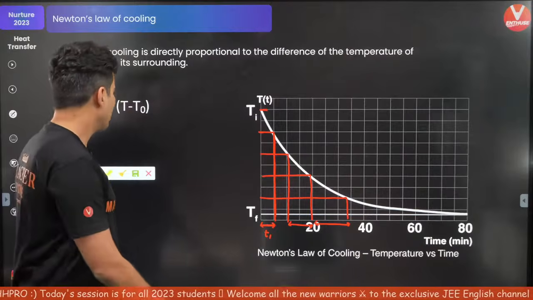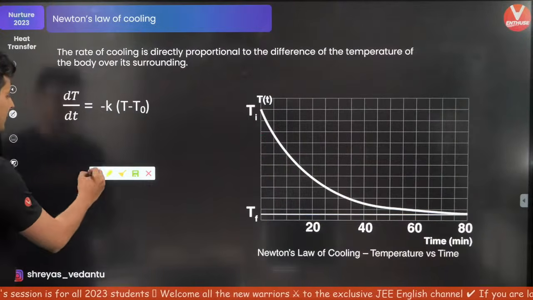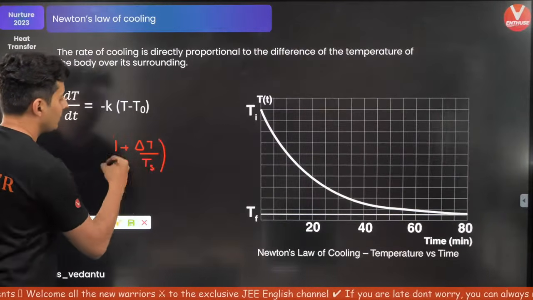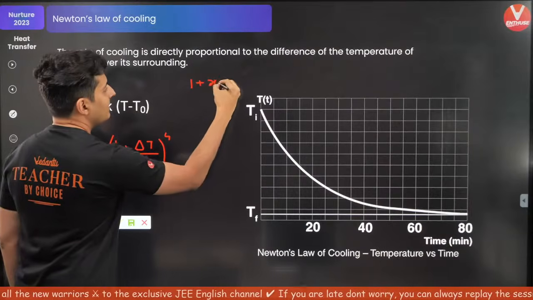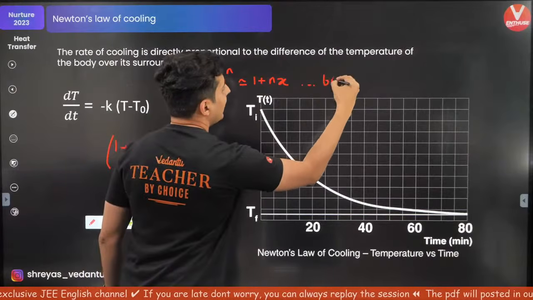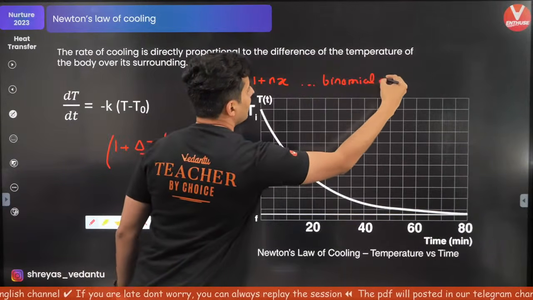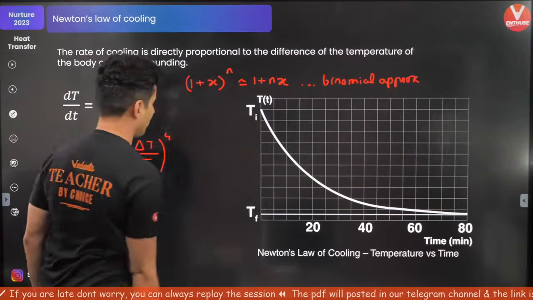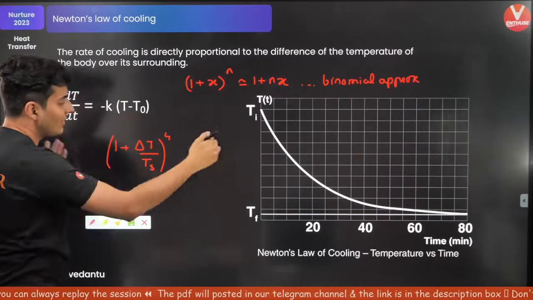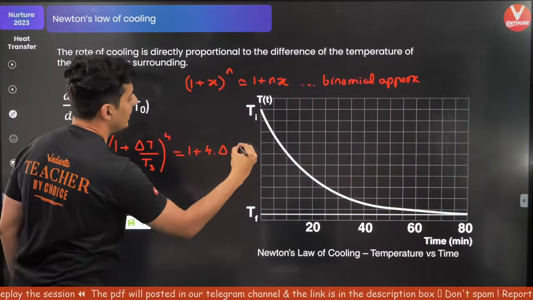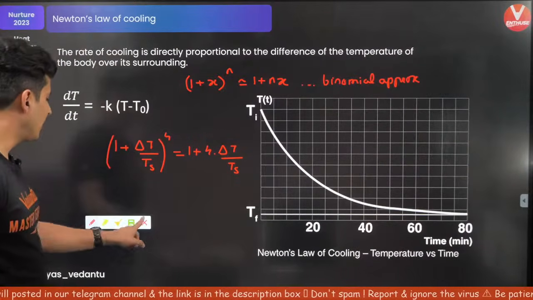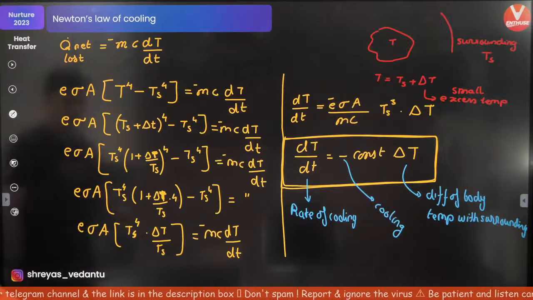So Kamal Raj, in the binomial step, what just happens is basically when you have a term like 1 plus delta T by Ts raised to 4, this is of the form 1 plus x whole raised to n, which is nothing but 1 plus nx. This is called your binomial approximation. This term is very small because this number is very small. So when you expand it, it becomes 1 plus 4 into delta T by Ts. That's how it comes. Is that okay? That's what I had written down over there also. If you go back over here, that's what I've done.